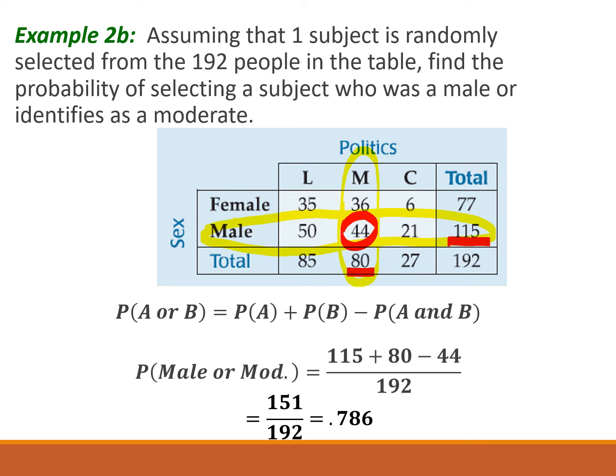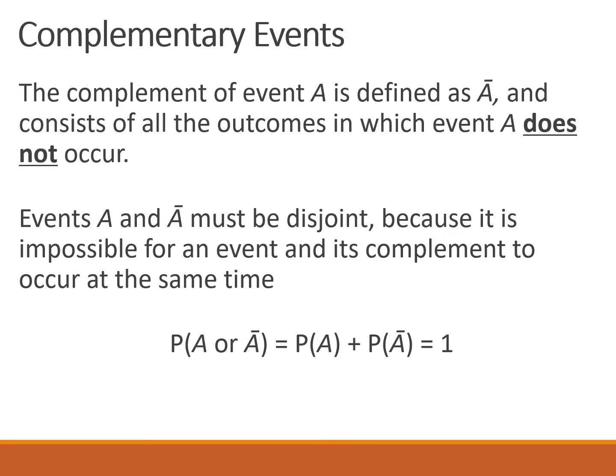But when we do that, we're double counting that 44. We're counting it 2 times, so we subtract it out. That's the probability of A and B occurring together. So add 115 plus the 80, subtract that 44 because it's being double counted, divide by the total. That gives us our answer, round to 3 decimal places.